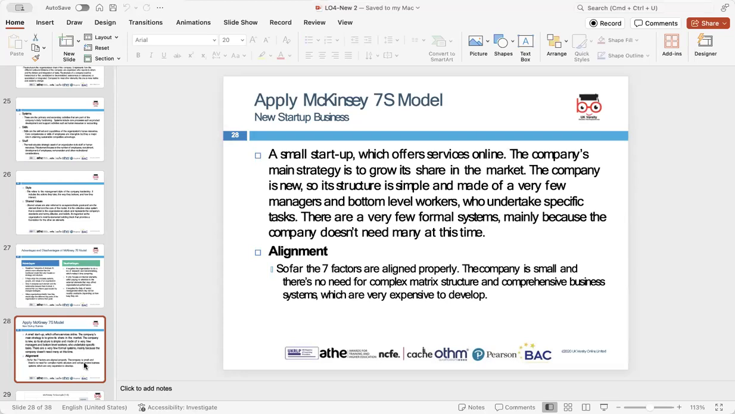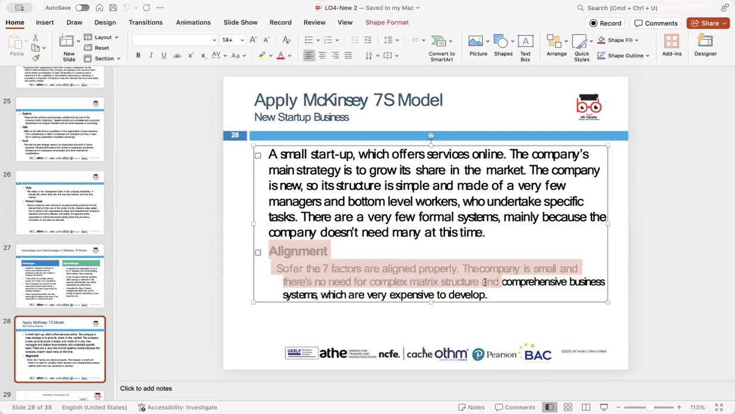So in this scenario, alignment of the 7 elements of the McKinsey 7S model appears to be appropriate. The organization's simple structure and limited systems are well suited to its current size and operational needs. The alignment of factors such as strategy, structure, and system is well maintained, given the company's stage and resources.